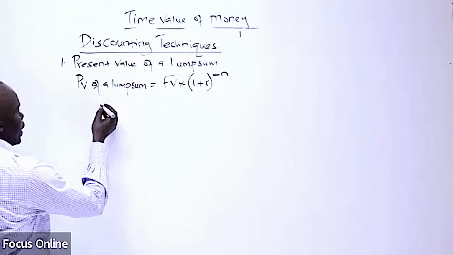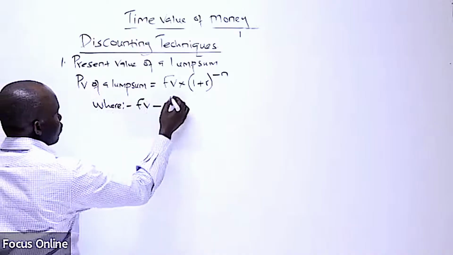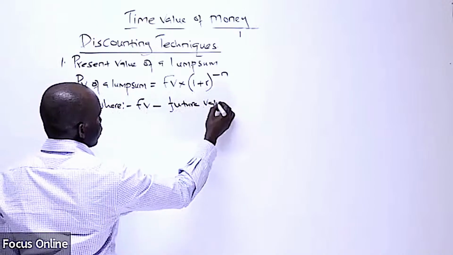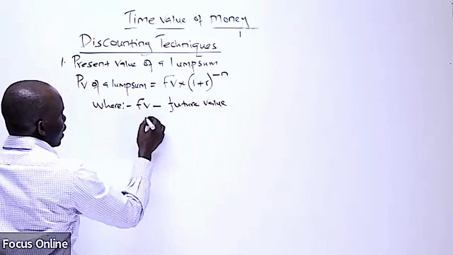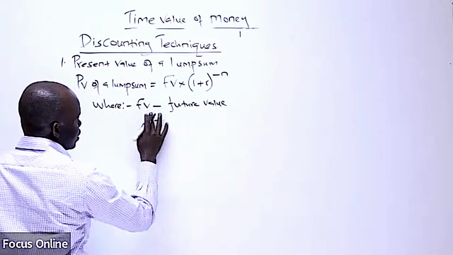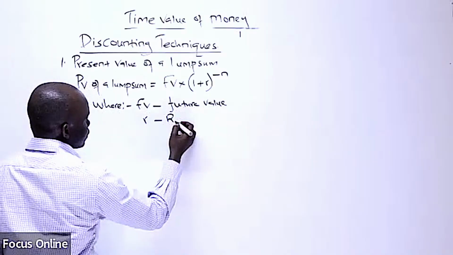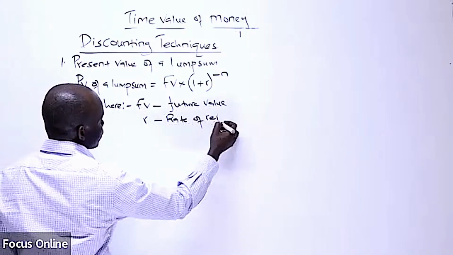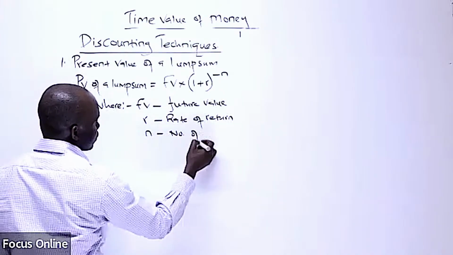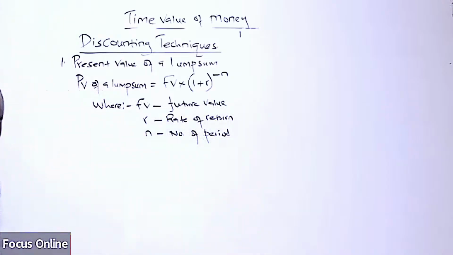So where this is future value, R, we said, is the required rate of return, and N is the number of periods, as usual.